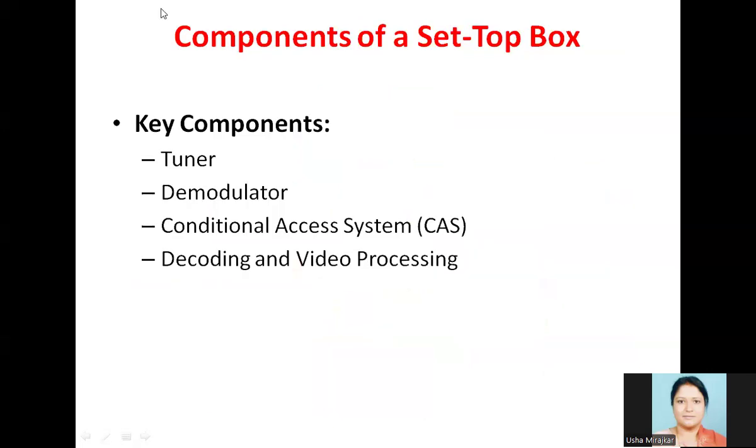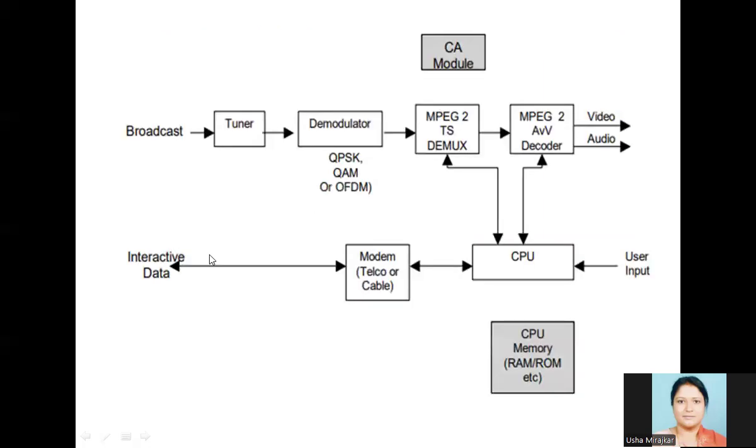Key components of the set-top box are the tuner, demodulator, conditional access system, and the decoding and video processing. These are the different components. The main purpose of the tuner is to change the channels, to tune to the different frequencies. And the demodulator: because before transmitting from the satellite those signals are modulated, again, to view those signals we need to demodulate. And this is the conditional access and the decoding.